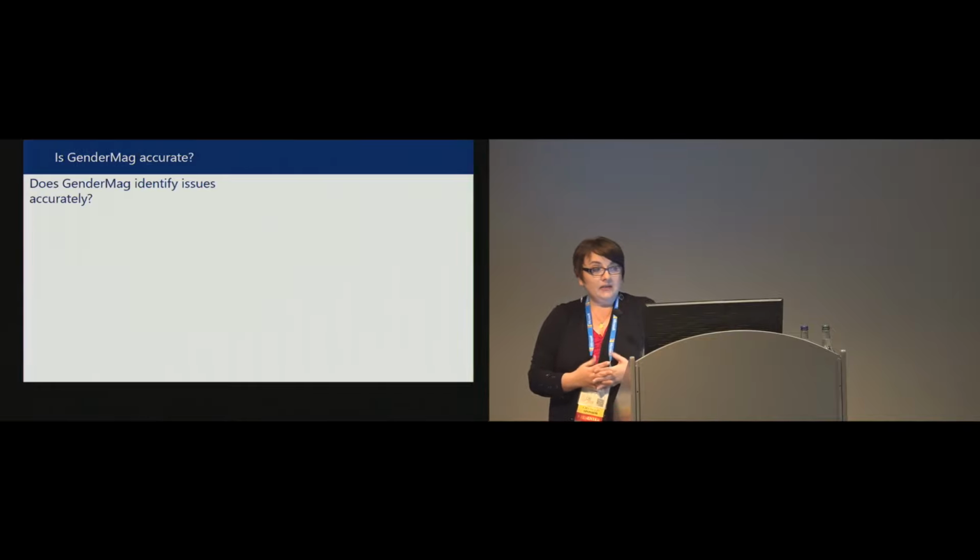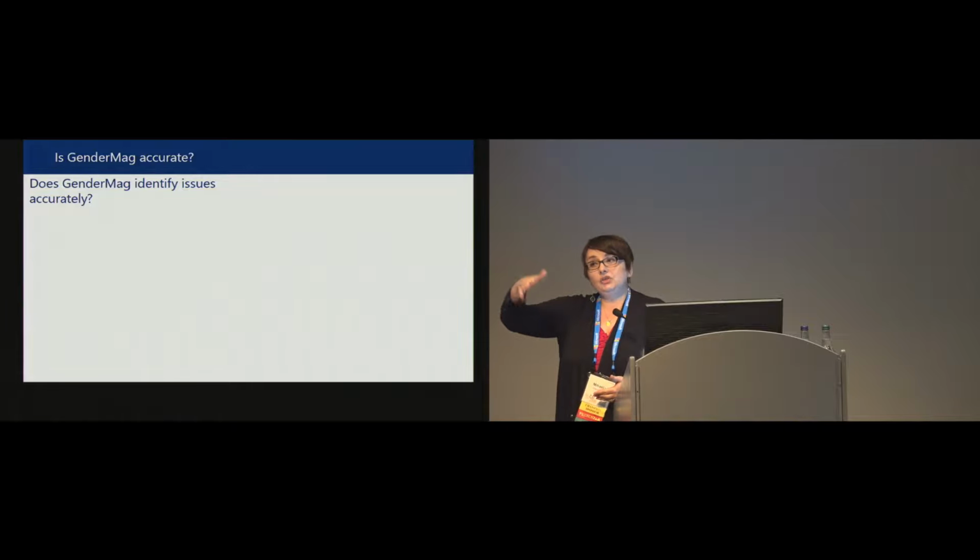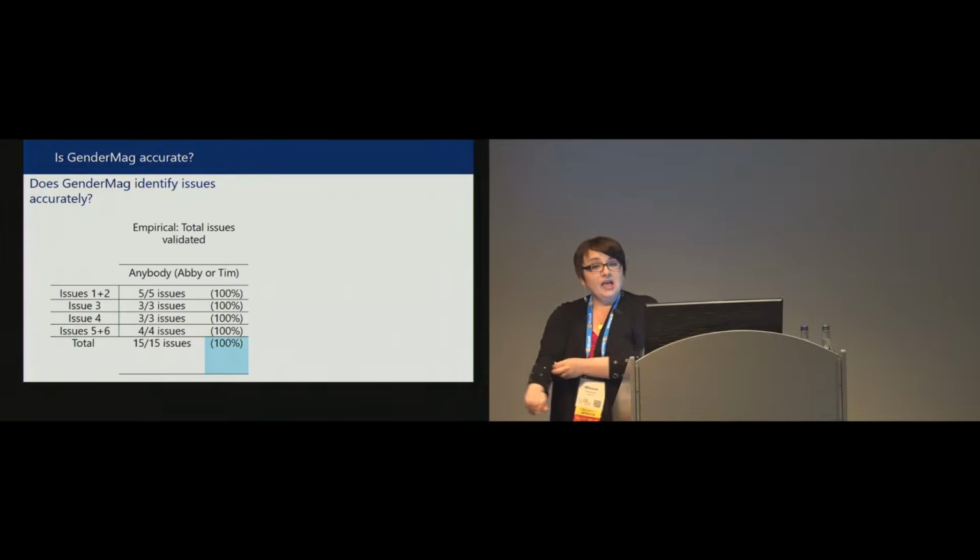So when we think about accuracy, one of the questions that we ask, does it actually identify issues accurately? So if the analysts say, this is going to be an issue that needs to be fixed, do the participants in the usability test actually experience that issue? So in our case, 100% of the issues that the analysts identified actually happened to the participants.